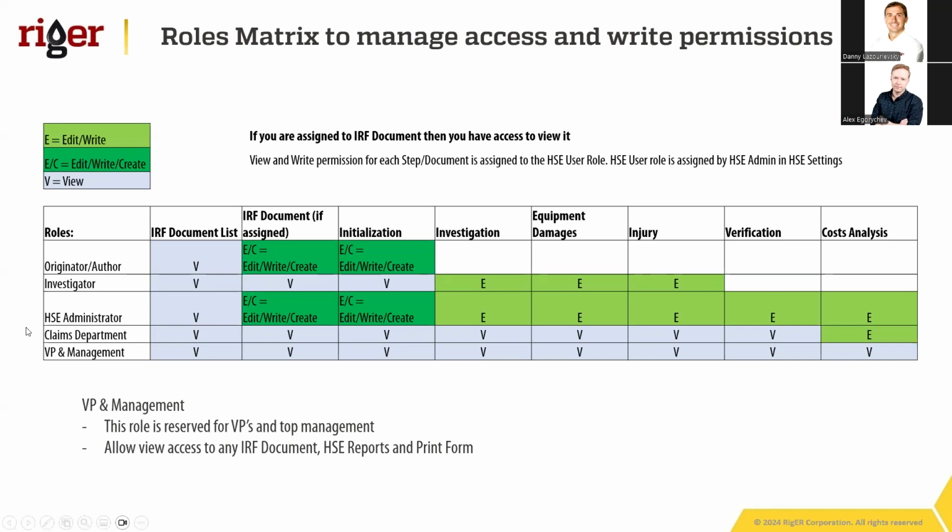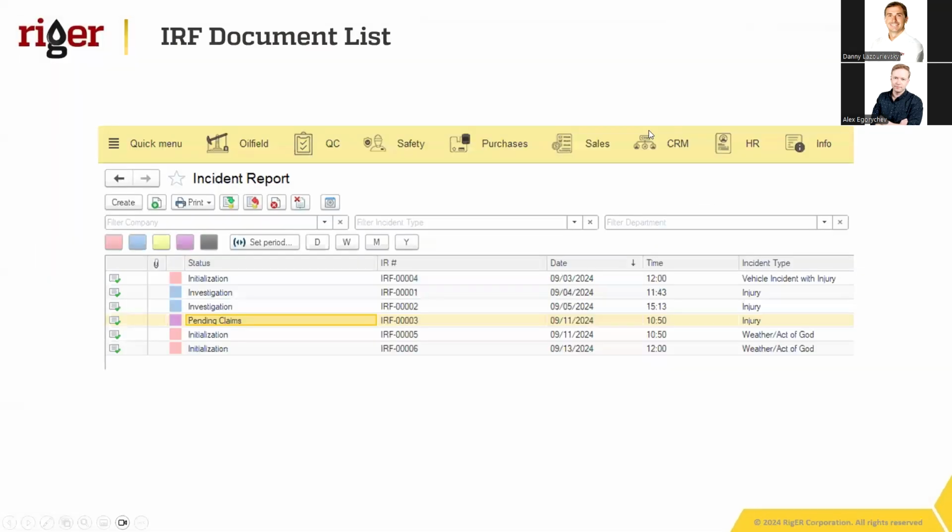So again, if you have any of the roles assigned, you can view the incident reports, but it's very important to differentiate that if you're only an originator or perhaps an investigator, you can only see the incident reports that are assigned to you. That is a way to protect too much information being shared and help you stay within HIPAA guidelines for confidentiality.